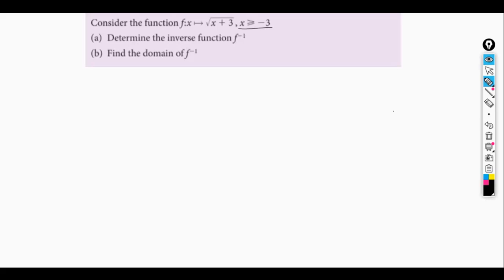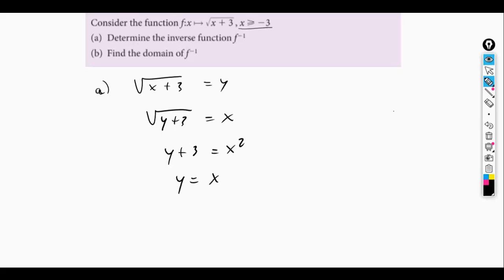Okay, so for that, we do the same as usual. We say, okay, square root of x plus 3 equals y. Exchange y and x. So we're going to go square root of y plus 3 is equal to x. In this case, we square both sides. So we get that y plus 3 is equal to x squared. Therefore, y is equal to x squared minus 3. But this is the inverse of f of x. So we write that as inverse of f of x is equal to x squared minus 3.